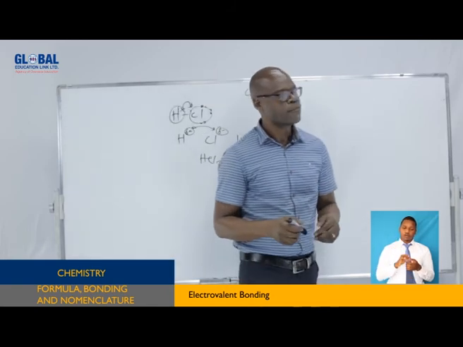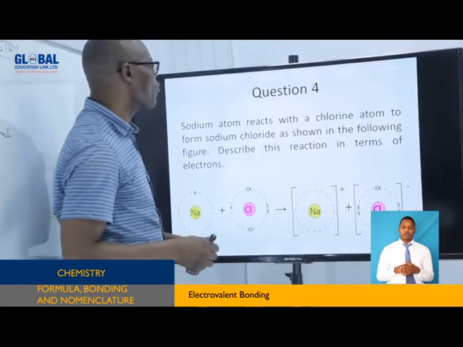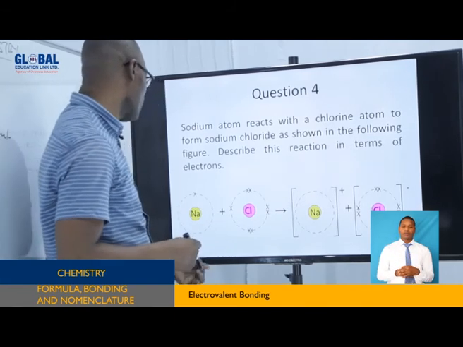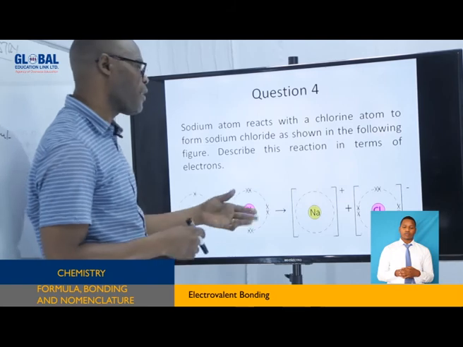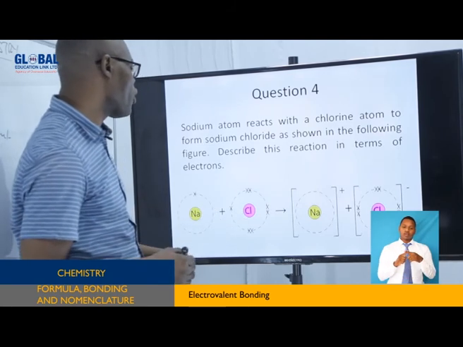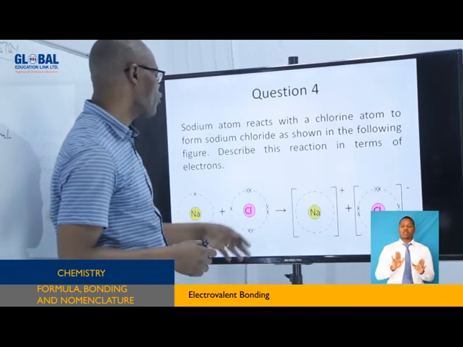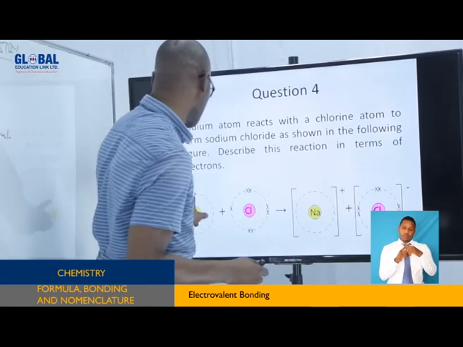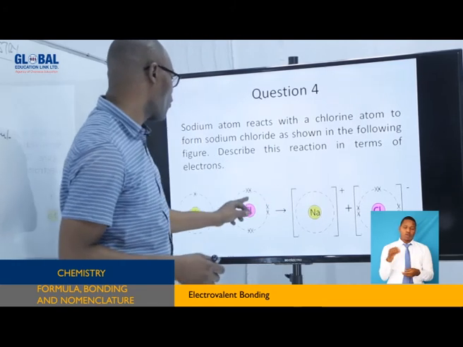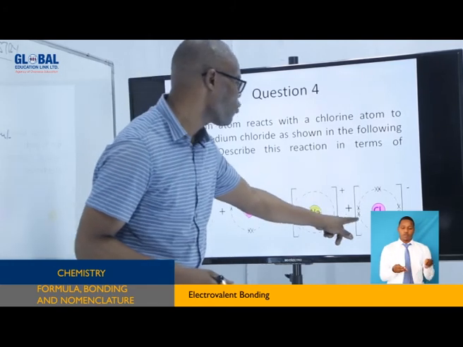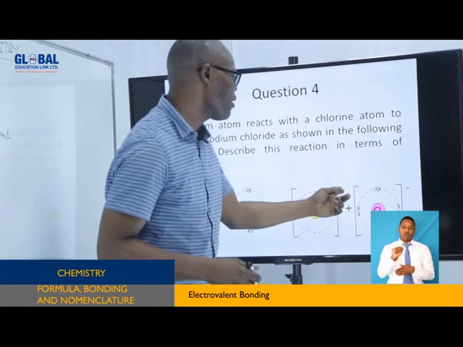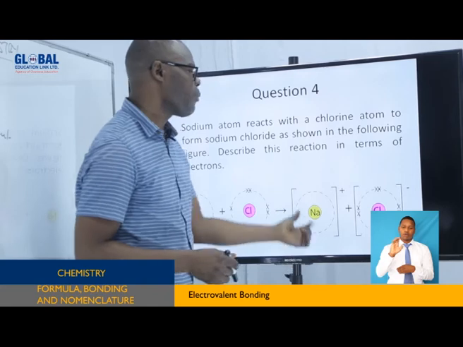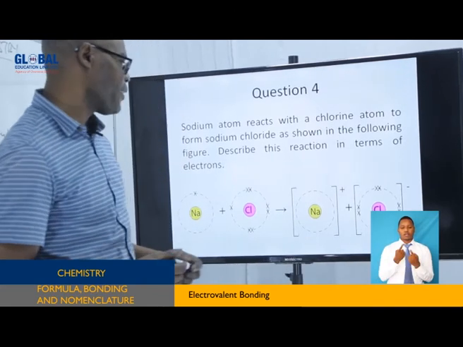Question number 4. Sodium atom reacts with chlorine atom to form sodium chloride as shown in the following figure. Describe this reaction in terms of electrons. We have the structure of sodium, and they have drawn only the outermost shell: 1 electron in the outermost shell of sodium and 7 electrons in the outermost shell of chlorine. In this case, sodium has lost an electron to become positively charged, and chlorine has gained that electron from sodium to become a chloride ion. The attraction between the positive and negative ions gives us sodium chloride. I think this one is simple because we discussed it in our discussions.